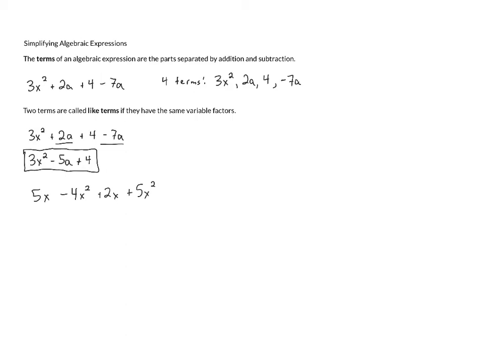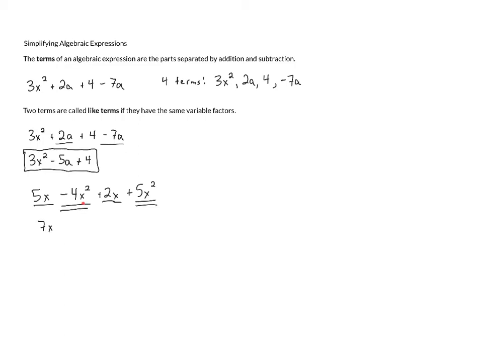Do we have any like terms here? Well, we actually have 2 pairs of like terms. 5x and 2x are like terms because they both have x as the variable factor, and negative 4x squared and 5x squared are also like terms because they have x squared as the variable factor. So we can combine each of these pairs individually. 5x plus 2x gives us 7x. Remember, we add or combine the coefficients, but we leave the variable parts the same.